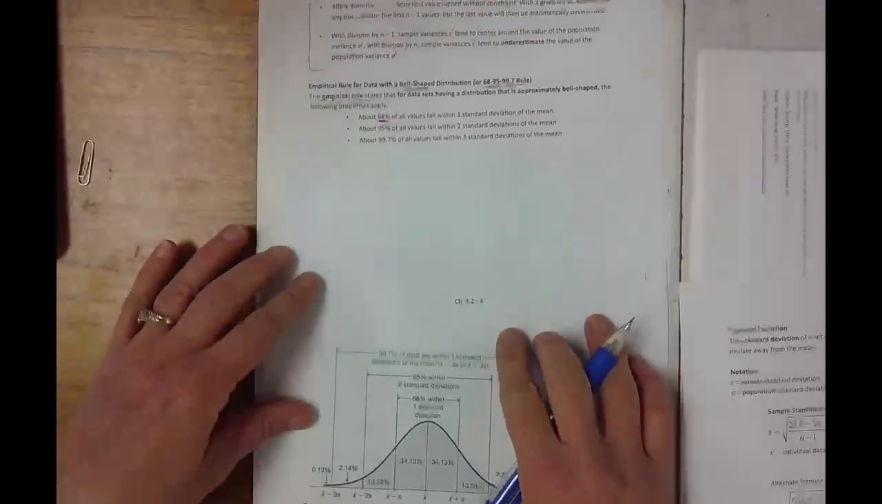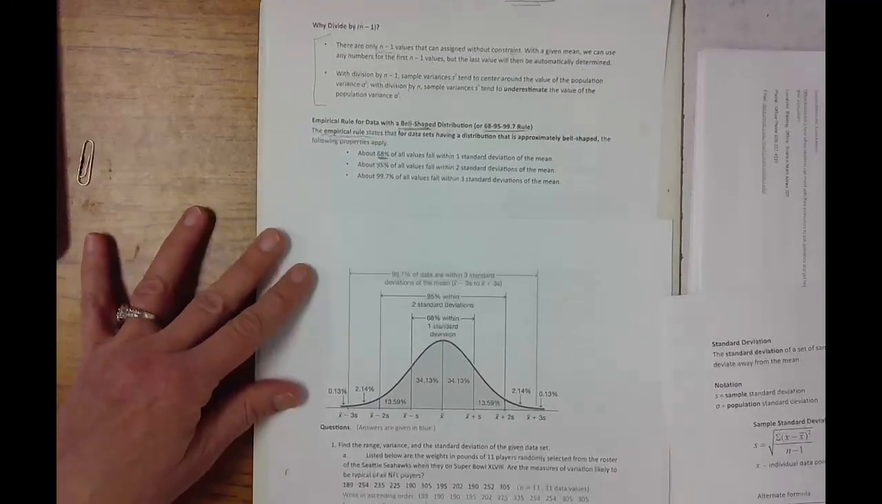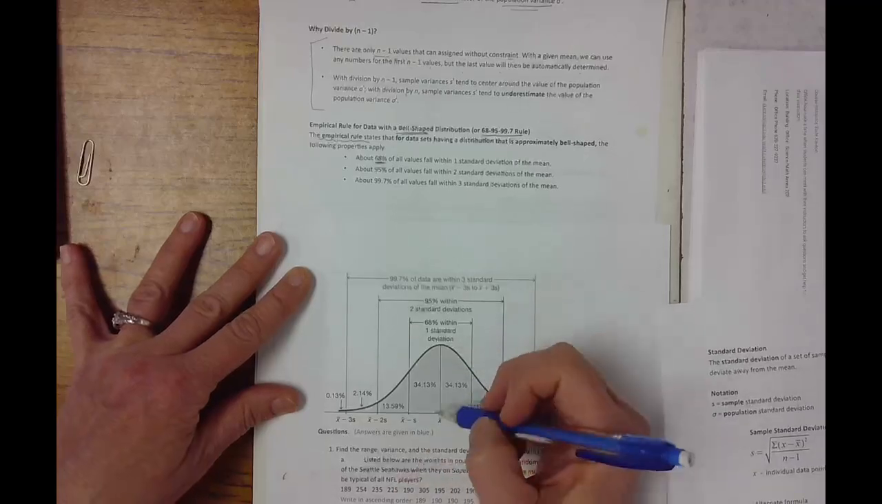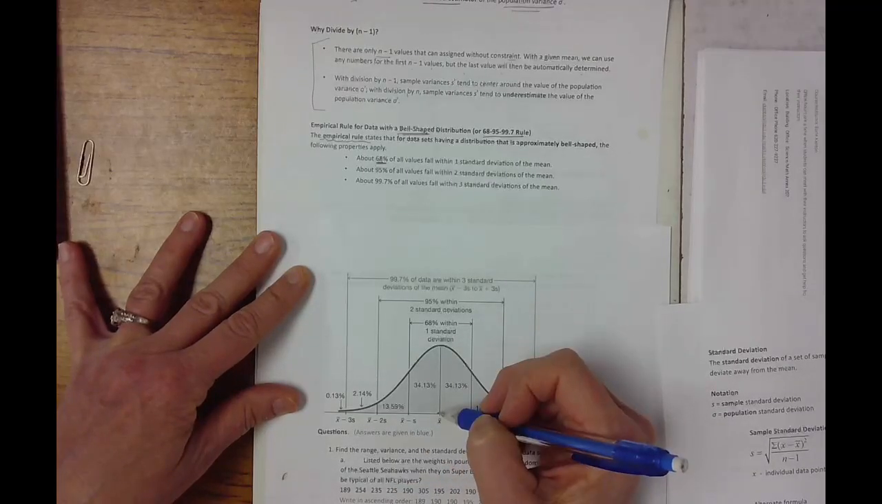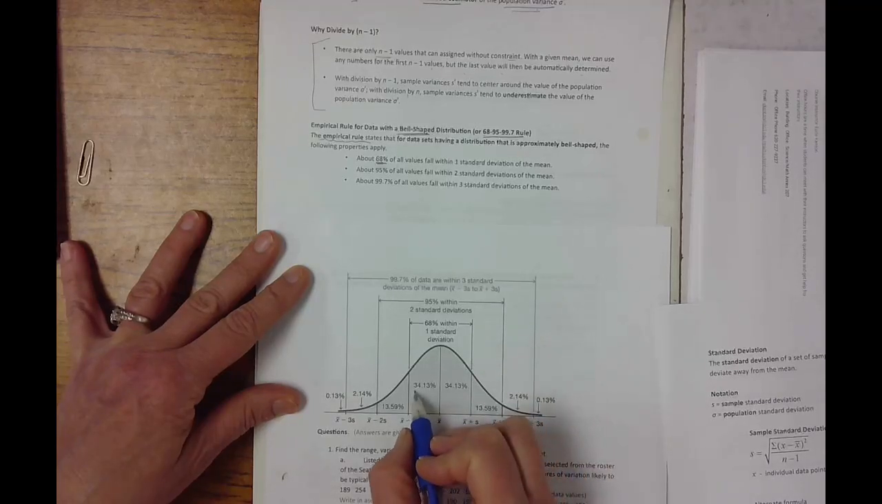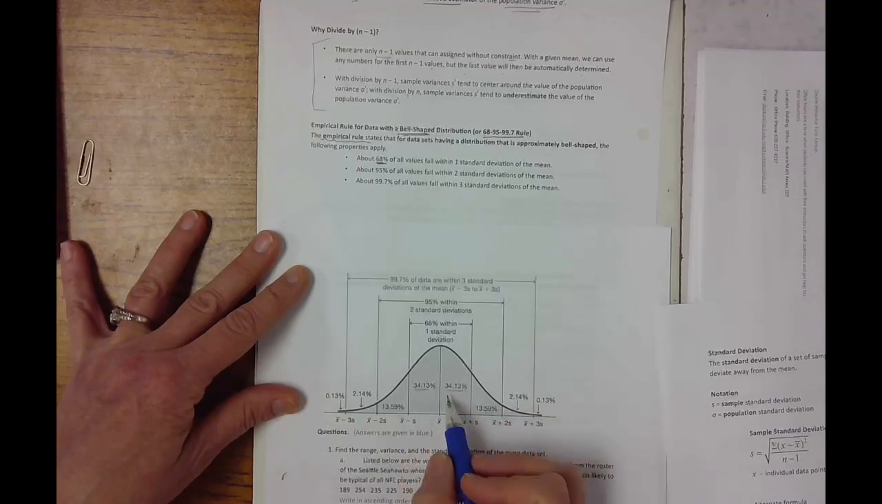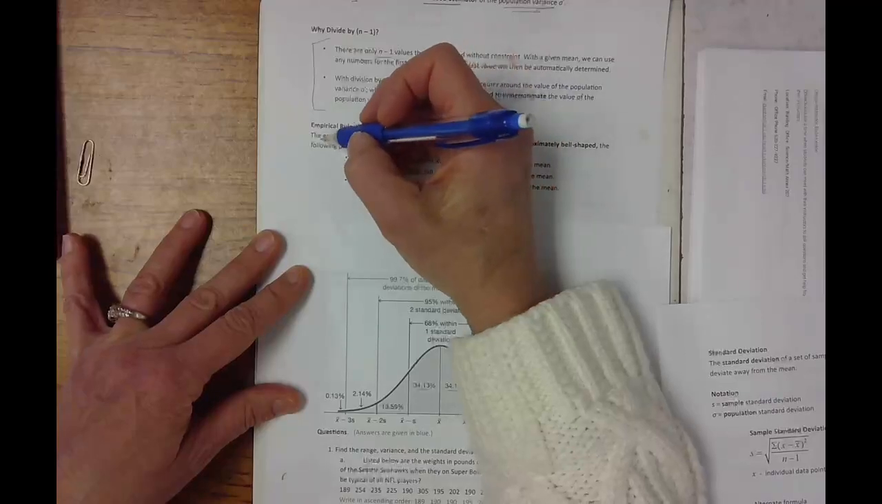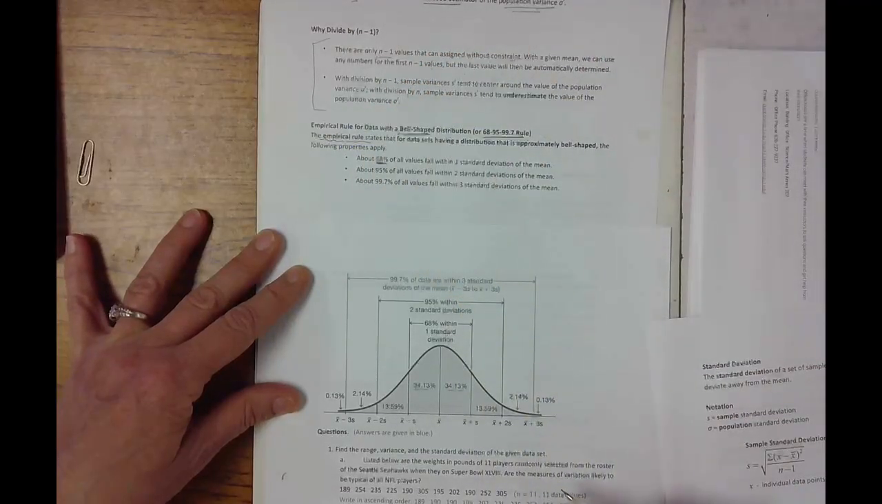So in this case, if I look at the chart on the next page, my mean will always be dead center in the middle. Then if I go one standard deviation to the left or to the right, these two amounts will represent about 68% of my entire population. That's also referred to as the empirical rule.